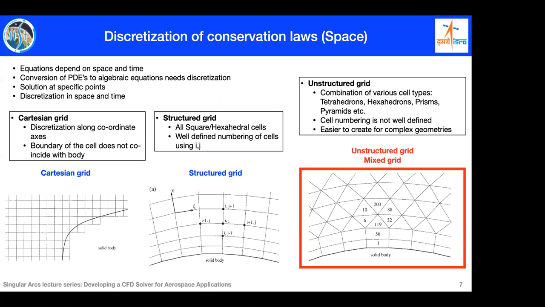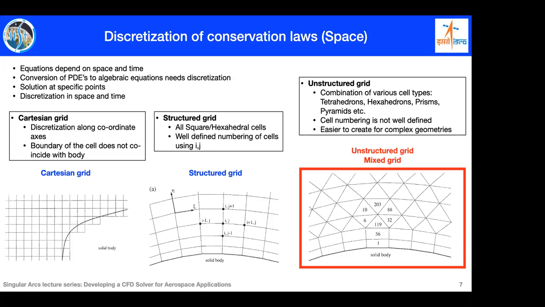Now, as we saw earlier, we need to convert these PDEs into algebraic equations. Converting PDEs into algebraic equations means that we are not solving for the continuous functional solution of the equation, but we are trying to find a solution at some discrete points. Now, these PDEs depend on space as well as time, so we are trying to find the solution at discrete points in space and time. First, we will see discretization in space.